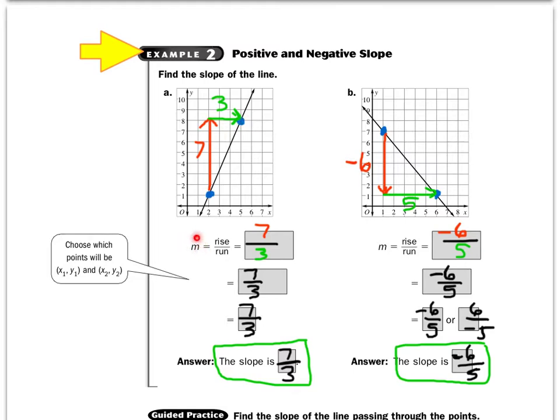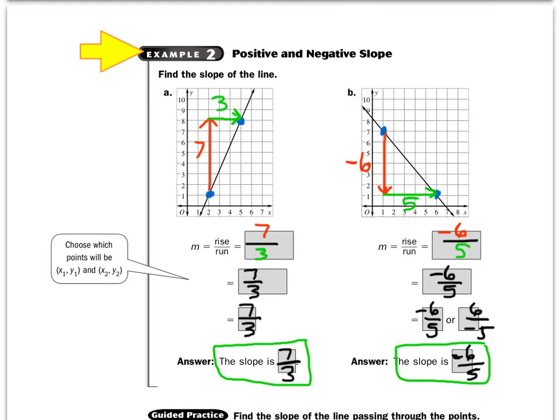So if I write M equals rise over run, that would have to be 7 over 3. And I can't reduce or simplify, so my slope is just 7 over 3. And you can leave it like an improper fraction, that's fine. Okay, take a look at B.